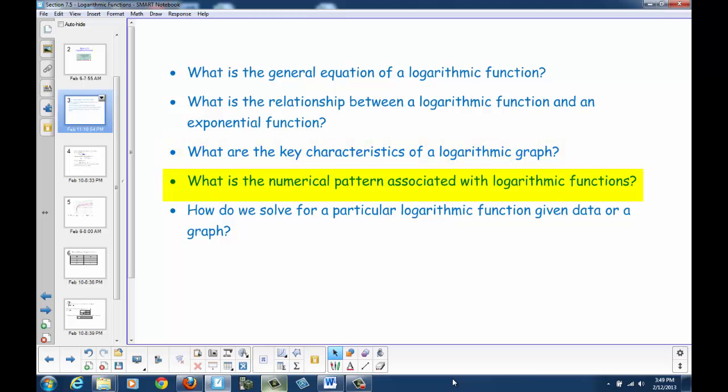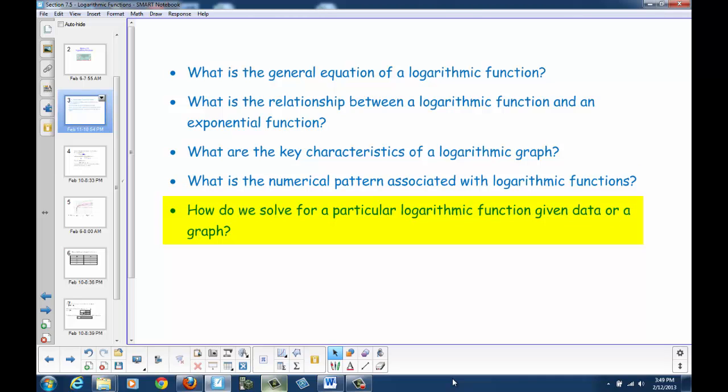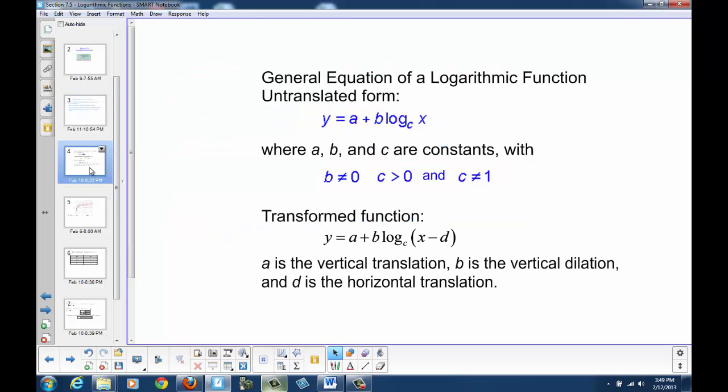What is the numerical pattern associated with logarithmic functions? And finally, how do we solve for a particular logarithmic function given data or a graph? Well, let's start with the general equation. Here, the general equation of a logarithmic function in its untranslated form is y equals a plus b log base c of x. A, b, and c are constants.